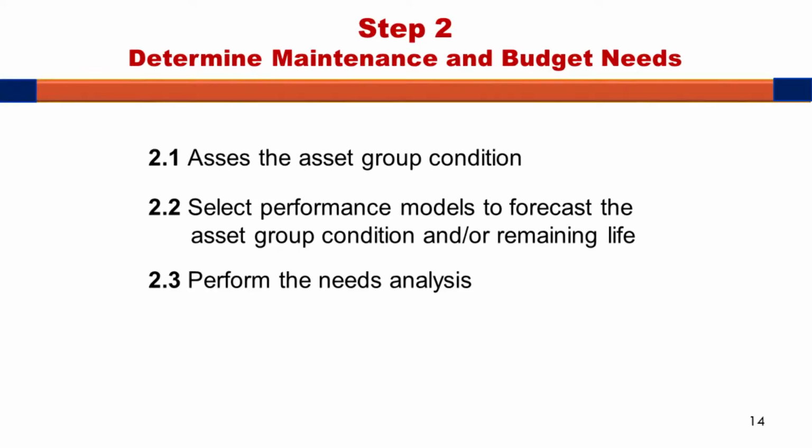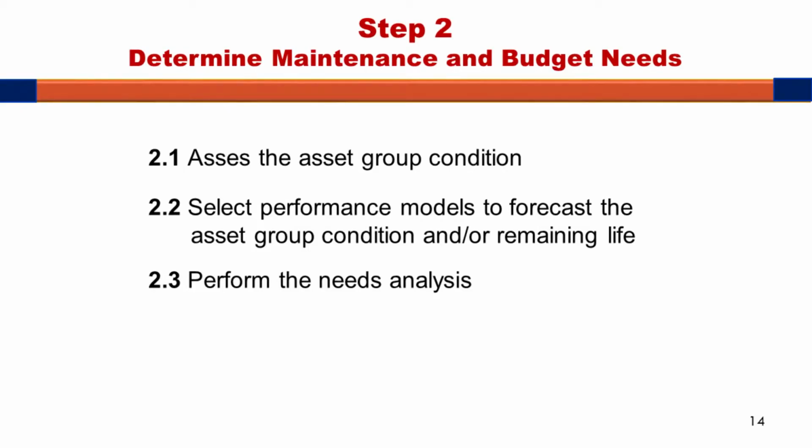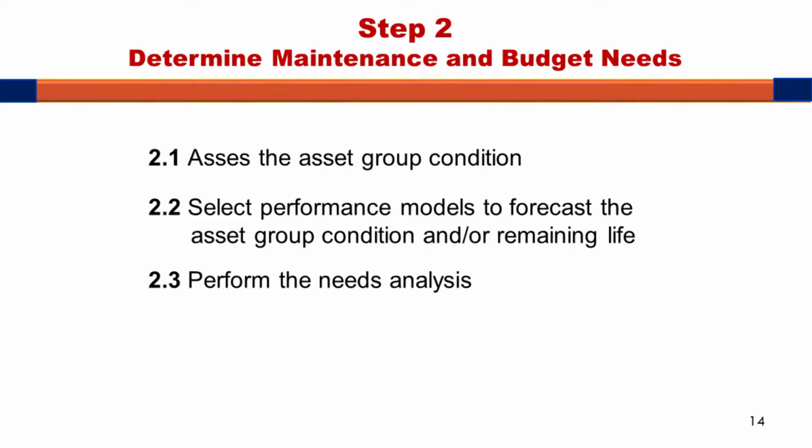And the second one, once you define your criteria, and once you know what's going to be your indicators, then you go to determine your maintenance and budget needs. So you pick your asset group condition, select your performance models. There are many performance models around. We are describing that also in the report. And you have to forecast your condition and finally come out with what my needs are. That's the needs analysis, and you need a tool for that.